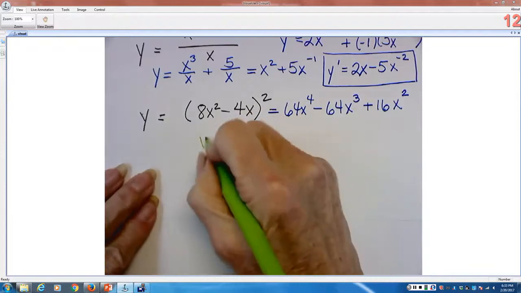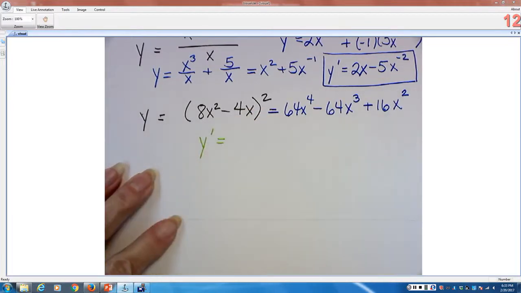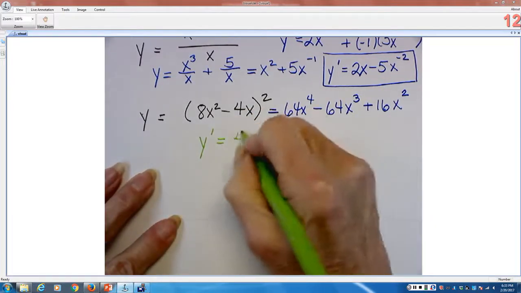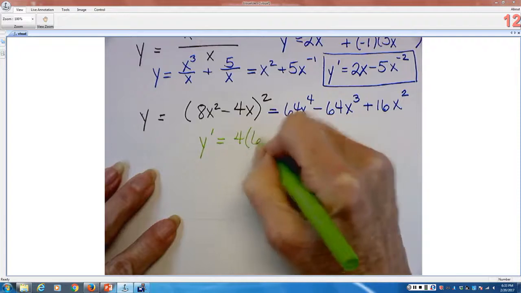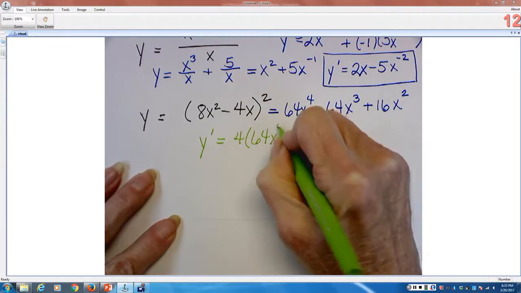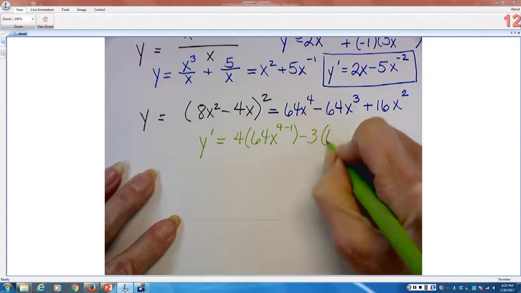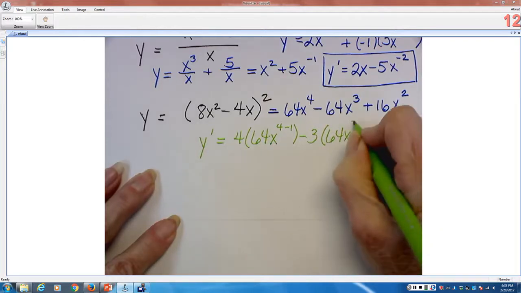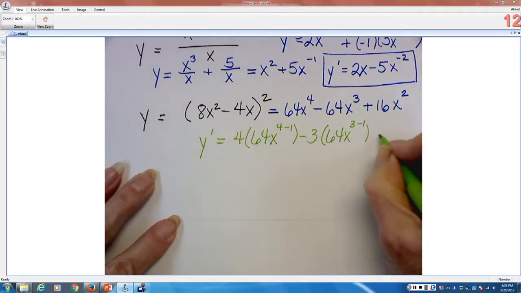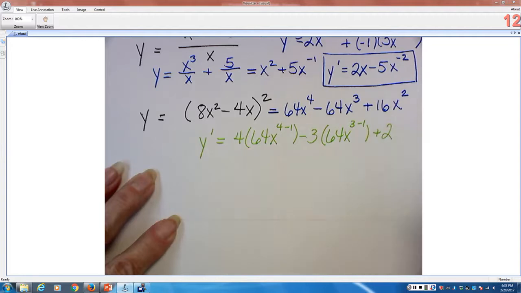So y prime is going to be 4 times 64x to the 4 minus 1, minus 3 times 64x to the 3 minus 1, plus 2 times 16x to the 2 minus 1.